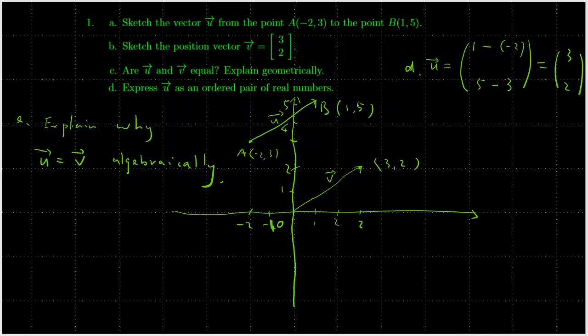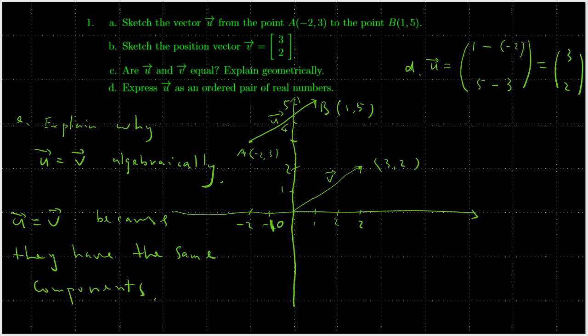Okay, so now I'm going to write the answer to E. U is equal to V, because they have the same components. I did not write the answer to C. You just mentioned they have the same length and they are in the same direction.